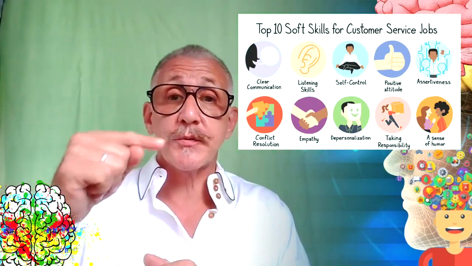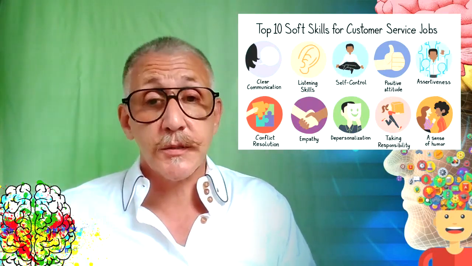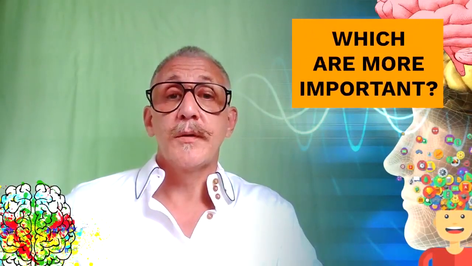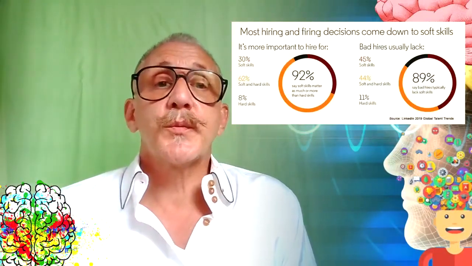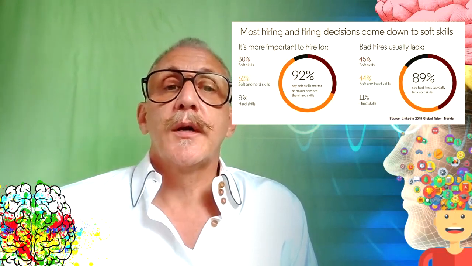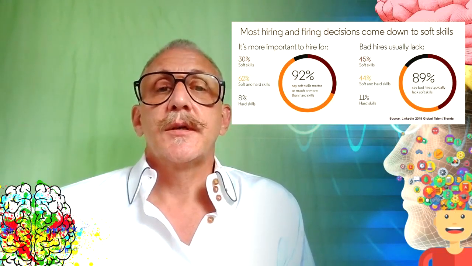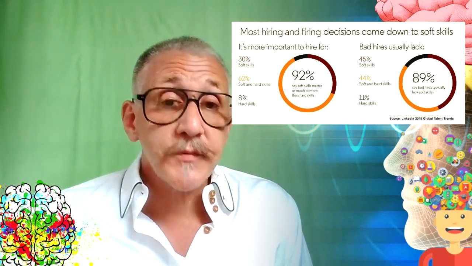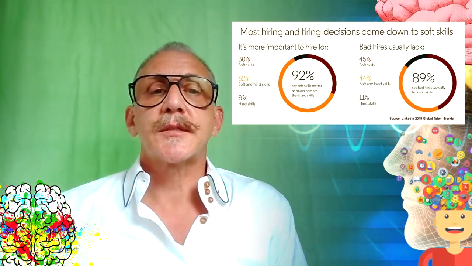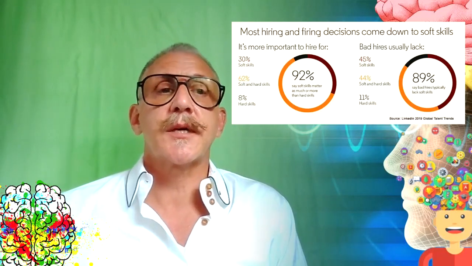And if you don't master these, it doesn't matter how many hard skills you have, it's the biggest reason people are let go. So which one's more important? After hearing that, which one do you think is more important? This is the crazy part. It's more important to hire for soft skills. 30% said soft skills. A combination of soft skills and hard skills is 62%, and just hard skills is 8%.